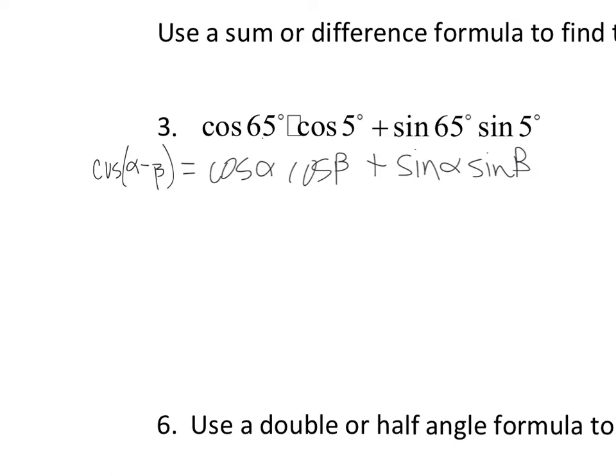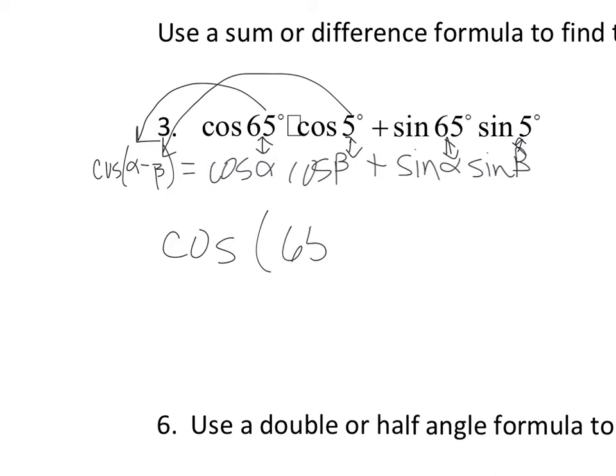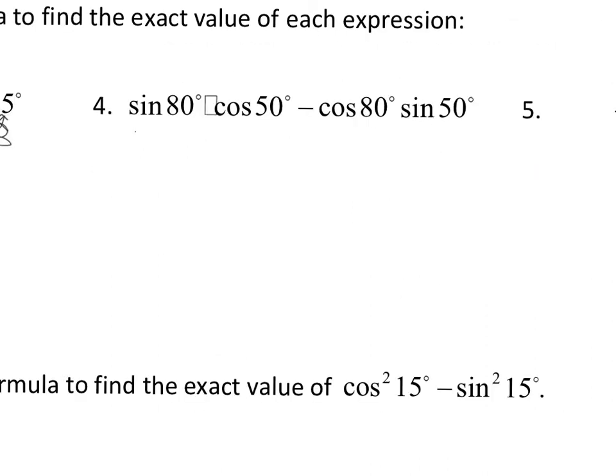So what we need to do is recognize what is alpha and what is beta. We see in both of these that alpha is 65 and that beta is 5. So we're simply going to take 65 and plug it in for alpha, and 5 and plug it in for beta. So we have cosine of 65 minus 5, and I'm not writing the equal sign, just writing out what we're trying to accomplish here. And then if we can simplify, we simplify. So 65 minus 5 is 60, and then cosine of 60, that's a unit circle value that we can calculate as just 1/2.